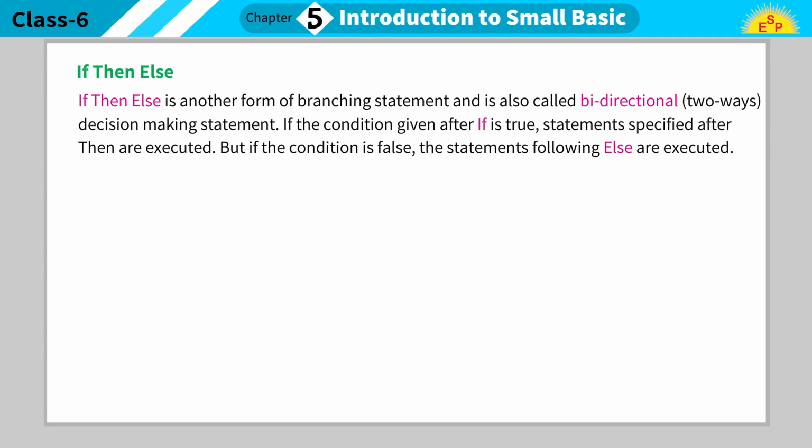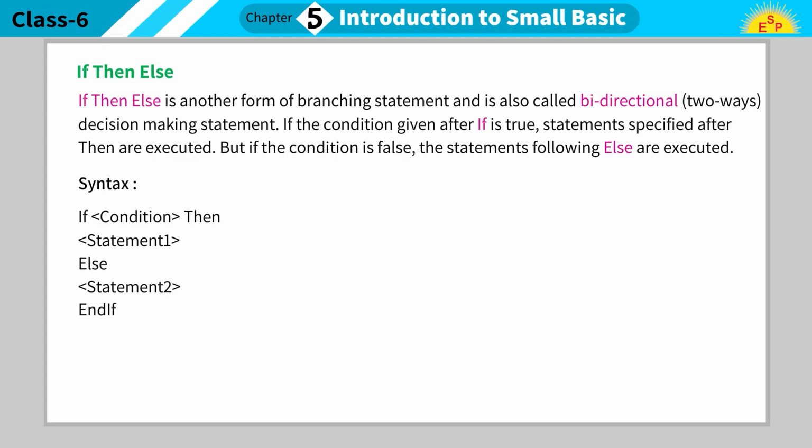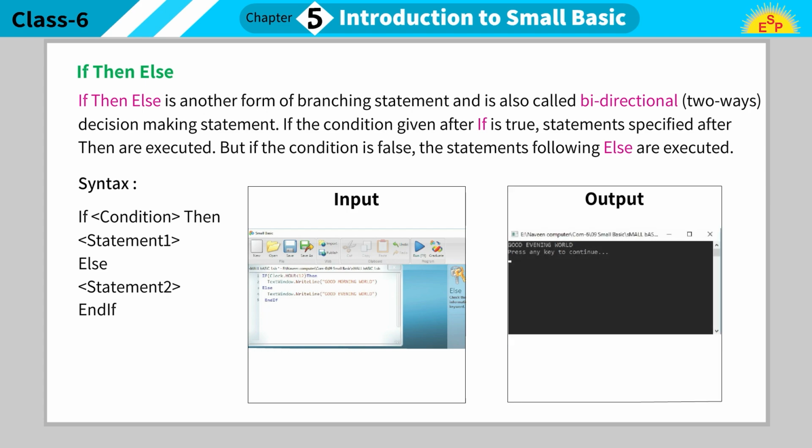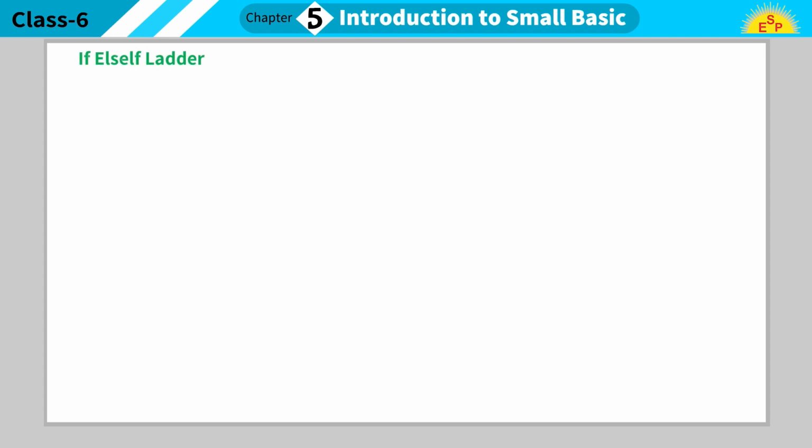If then else. If then else is another form of branching statement and is also called a bidirectional, two-way decision-making statement. If the condition given after if is true, statements specified after then are executed. But if the condition is false, the statements following else are executed. Syntax. If condition then statement 1 else statement 2 end if. Input. Output.